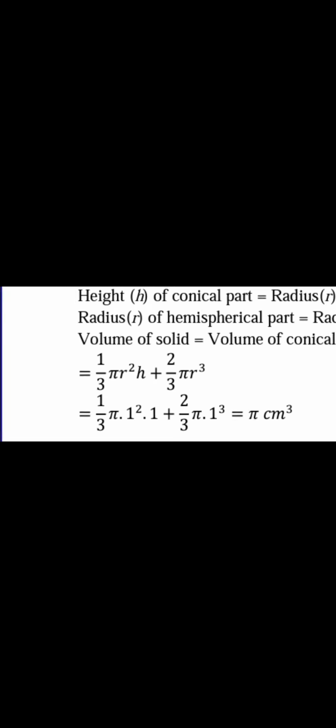Simplifying, pi by 3 comes first, plus 2 pi by 3, so 2 pi by 3 plus pi by 3 is 3 pi by 3, and 3 and 3 cancel, giving pi centimeter cube. The unit will be centimeter cube, not centimeter square, because this is volume. Volume means the quantity multiplied by itself 3 times: length, breadth and height, three dimensions. So the volume comes in centimeter cube, and your final answer is pi centimeter cube. That was the first question, and now let us go toward the second question.